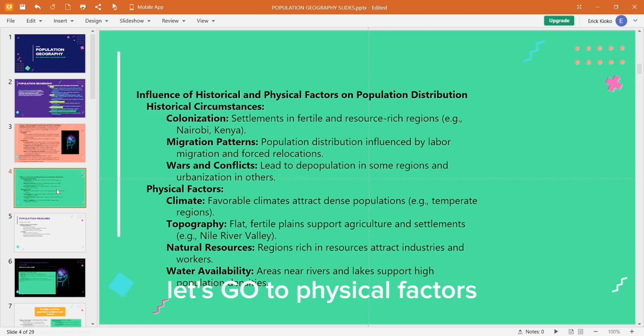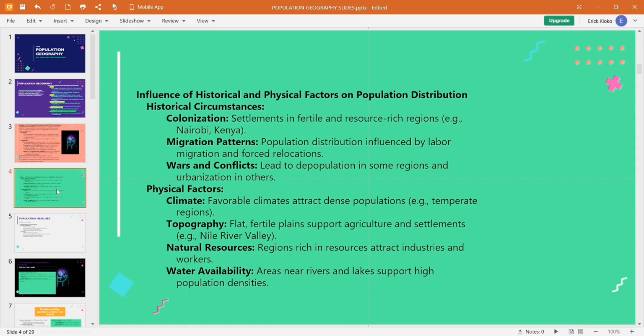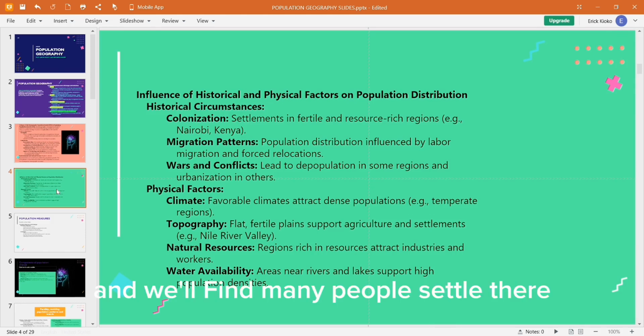Let's go to physical factors. Physical factors are like the earth: climate, topography, natural resources, water availability. For example, if the climate is favorable, it will attract dense populations. Topography is the alignment of the earth's surface. Let's say a flat region, fertile plains, those support agriculture and you will find many people settling there.